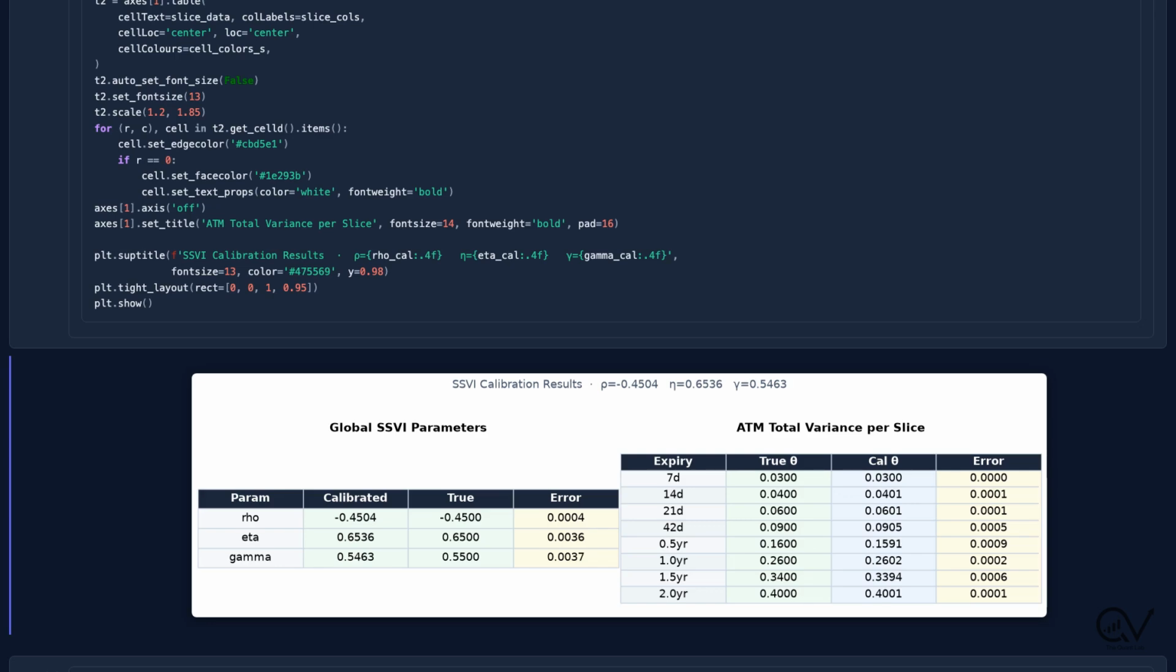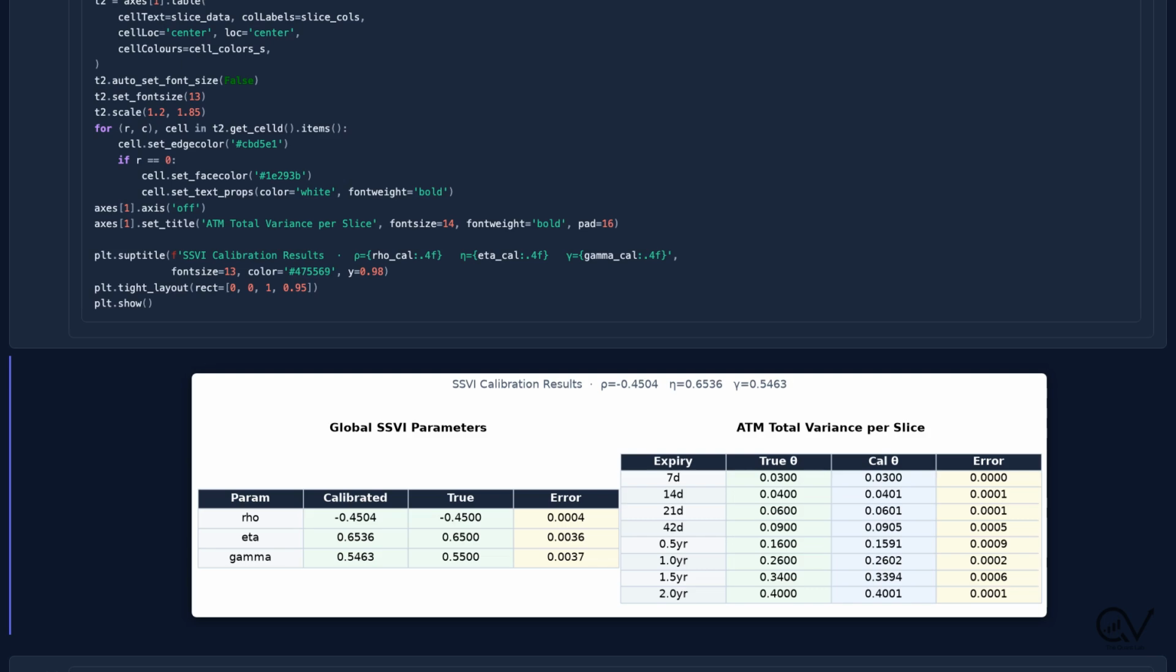The ATM total variances per slice are also recovered closely, with the largest errors for the very short-dated options where the noise is highest relative to the signal. Critically, the calibration uses penalty terms to enforce the butterfly arbitrage conditions. Any parameter combination that violates conditions 3 or 4 incurs a large additional loss.